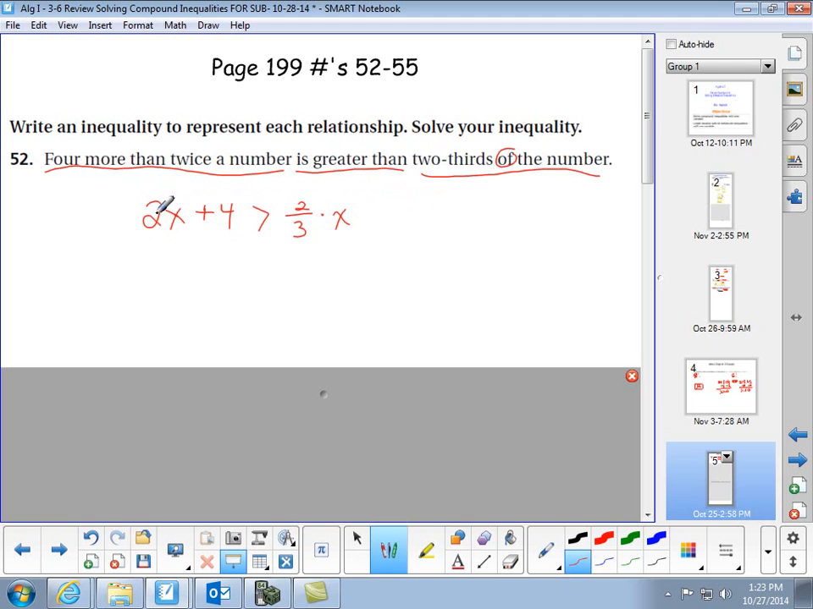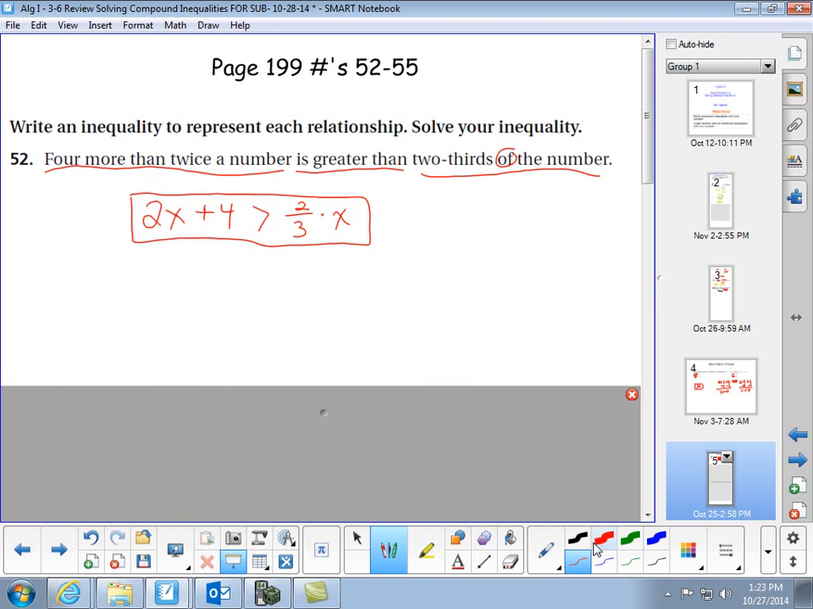So here's your inequality. It says to write an inequality, and we did that. And now you need to solve it, and the way you're going to solve this is to get all the x's on one side. So we can't move this guy, even though he's the little guy, because then we leave this side with nothing. So I'm going to subtract 2x, and when I subtract 2x, I get 4 is greater than negative 4/3 x. Now some of you might have negative 1 1/3. That's the same thing.